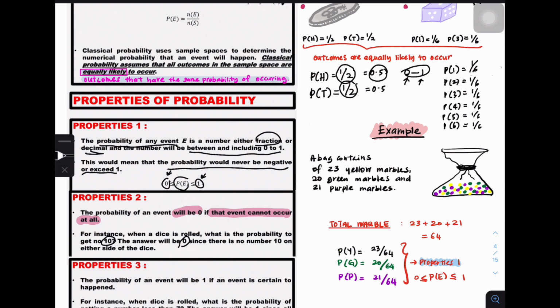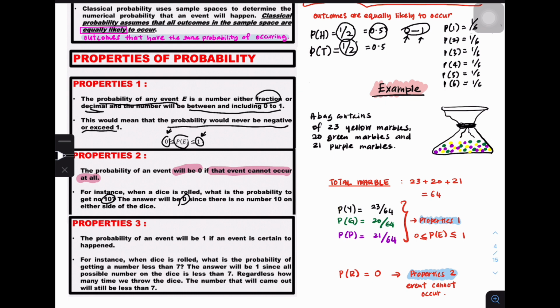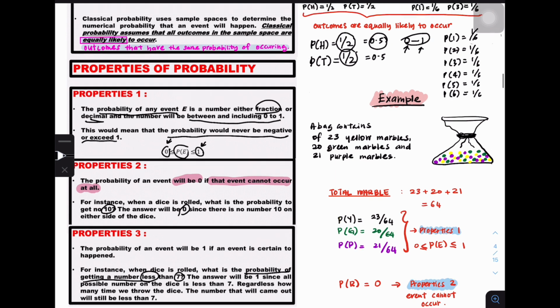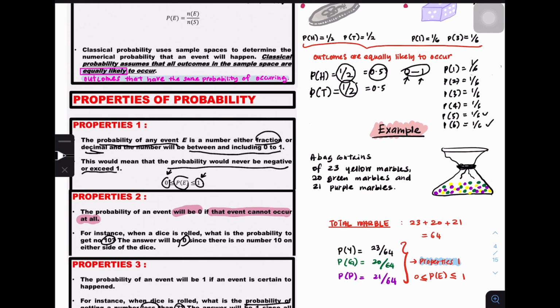Nombor 6 1/6. Sekarang soalan tanya, apakah probability untuk kita dapat number less than 7? Kurang daripada 7. So yang ini pun kurang daripada 7, yang ini pun kurang 7, yang ini pun kurang 7, yang ini pun kurang 7, yang ini pun kurang 7, yang ini pun kurang 7. So macam mana kita nak dapat probability? Kita kena tambah semua sekali. So bila tambah semua sekali, 1/6 tambah 1/6 tambah 1/6 tambah 1/6 tambah 1/6 tambah 1/6, awak dapat sama dengan 6/6. 6/6 ni equal to 1.